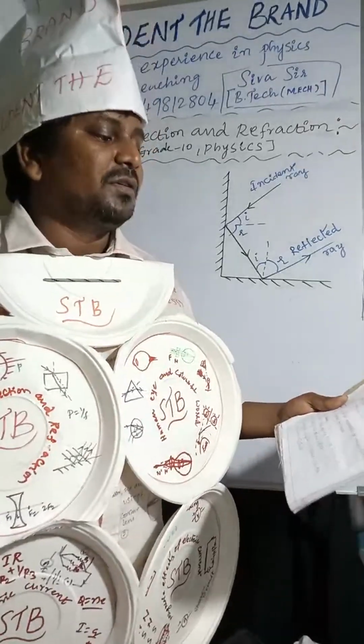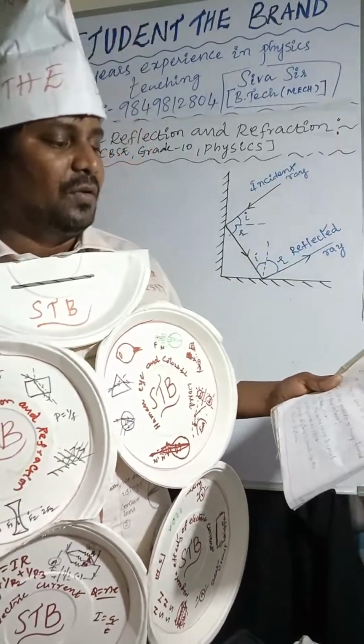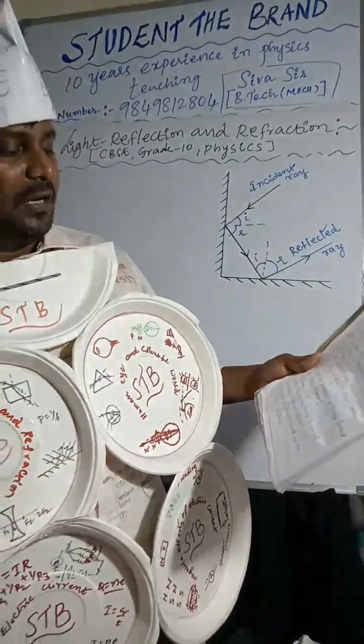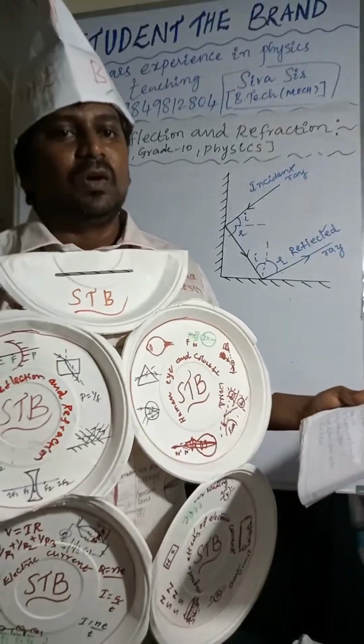What are the uses of plane mirror? They are used as a looking glass. They are used in construction of periscope and kaleidoscope. They are also used in solar cookers.